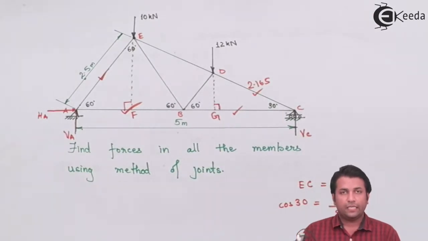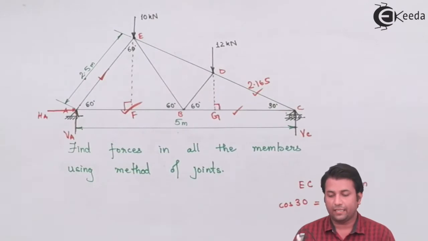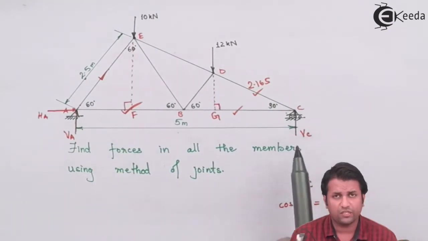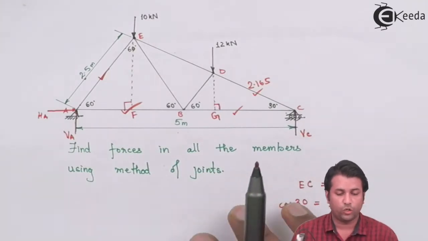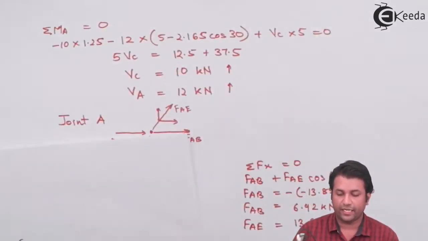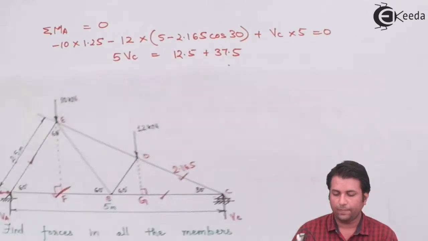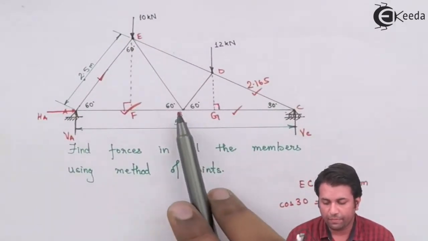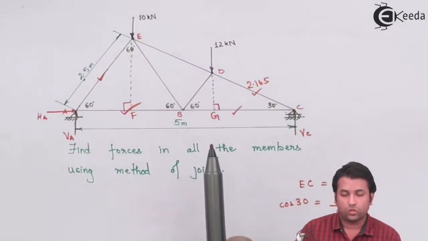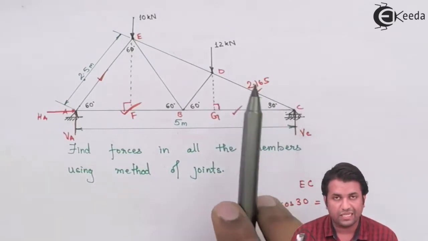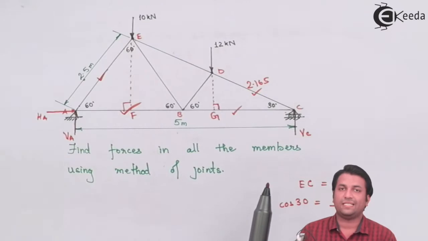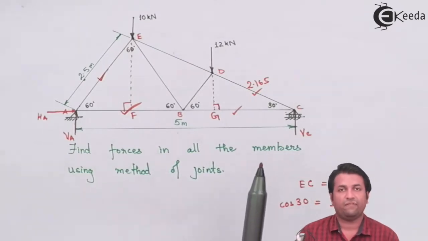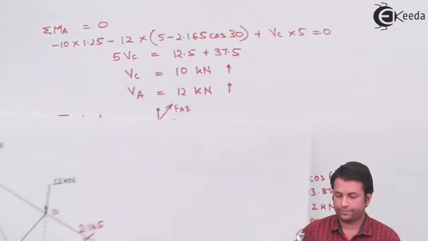If I take joint C, what happens in that case? I know this force, that is the reaction force VC, that happens to be 10 kilonewtons. We have already calculated that. Then the force in the member BC is an unknown force. Similarly, the force in the member CD is again unknown. So again, I'm having two unknown forces. I can easily apply the condition of equilibrium and find out the forces.